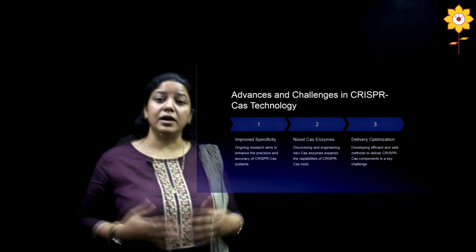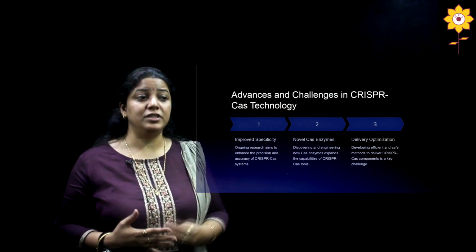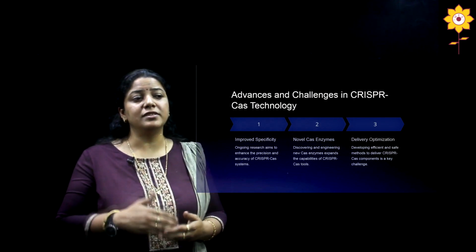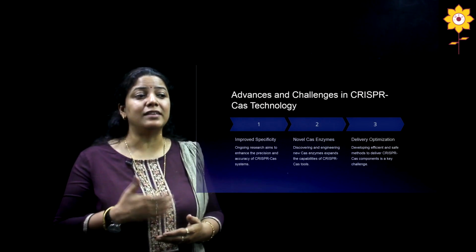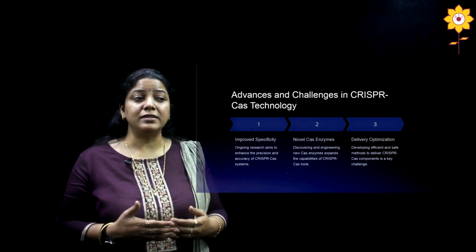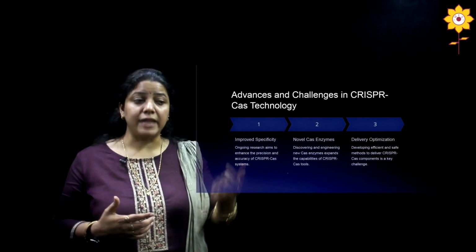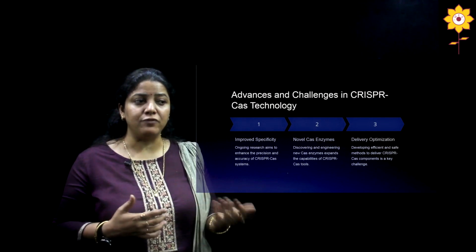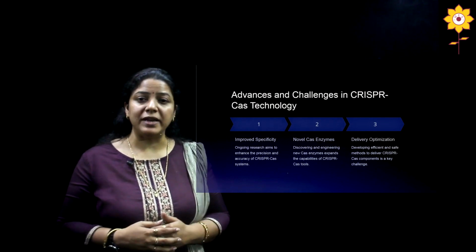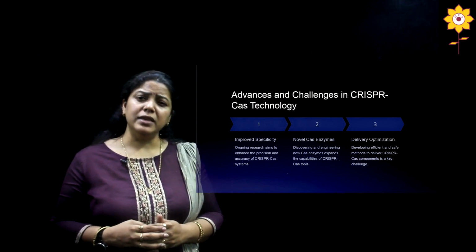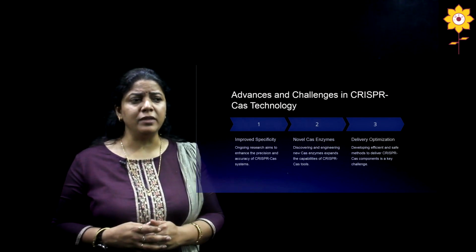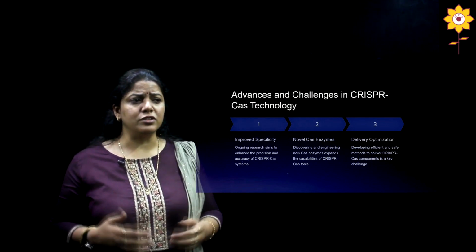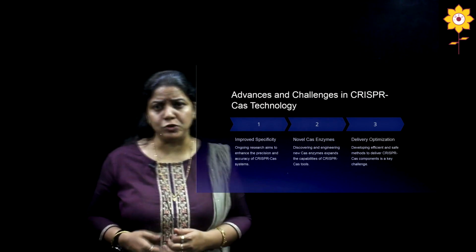Advances, again, include improved specificity. A lot of research is still going on into how we can make this system more and more precise as well as accurate, and novel Cas enzymes: apart from Cas9, what other Cas enzymes can be utilized which will have better functioning. And again, delivery optimization, which has always been a problem in all these genome editing systems, is being overcome by a lot of research into what efficient ways we can come up with.